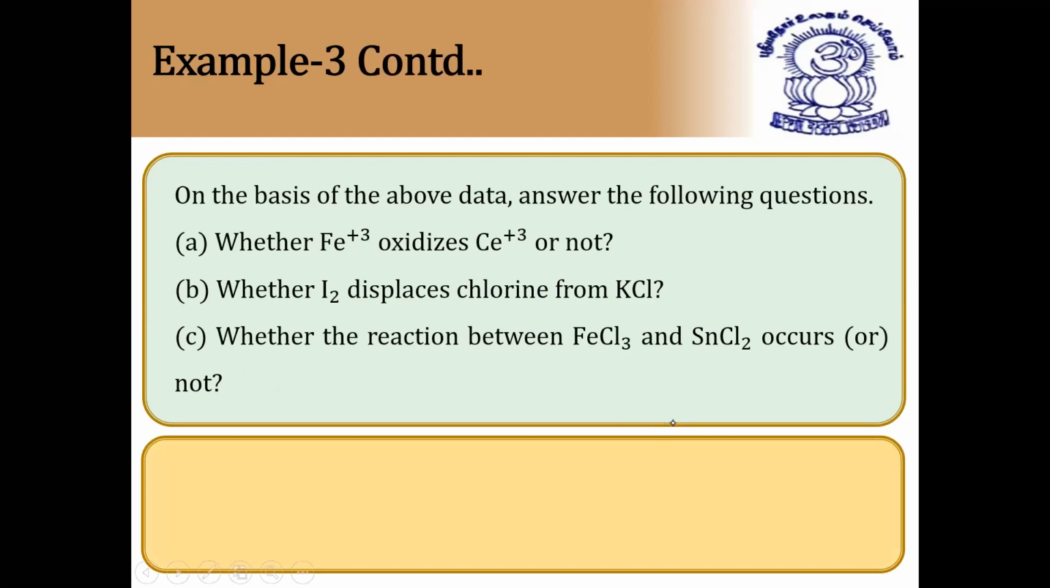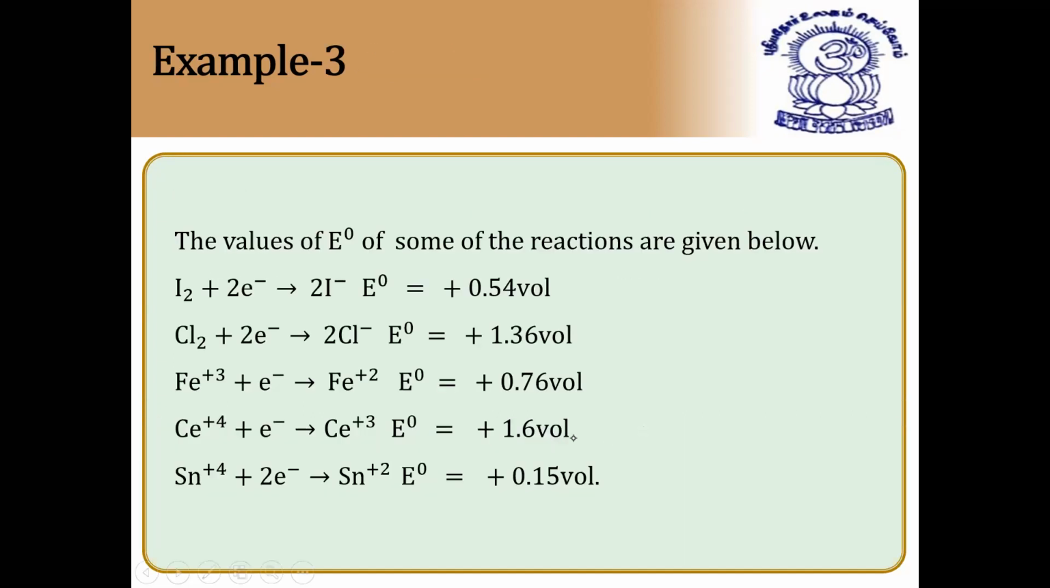Whether Fe plus 3 oxidizes Ce plus 3 or not. See, when you are seeing these positive values, whether Fe plus 3 oxidizes Ce plus 3 or not. What is the reduction potential of Fe plus 3? 0.76 volts. What is the reduction potential of Ce plus 4? 1.6. So Ce plus 4, actually Ce plus 3 they are asking? Yes. Ce plus 4 changed to plus 3 is 1.6.